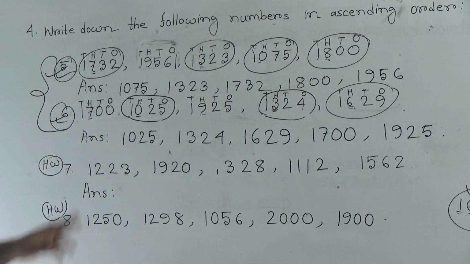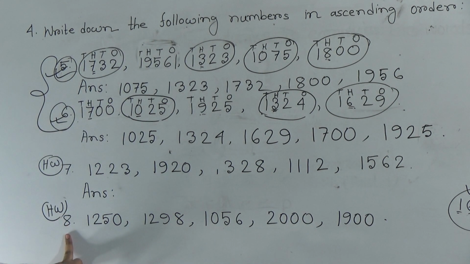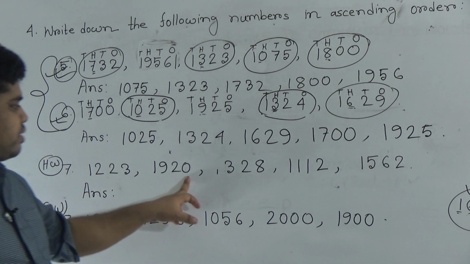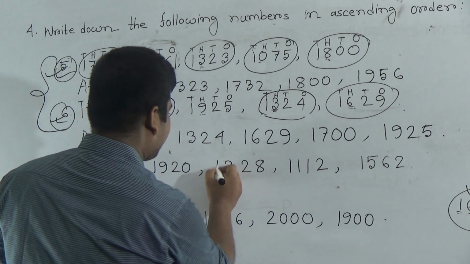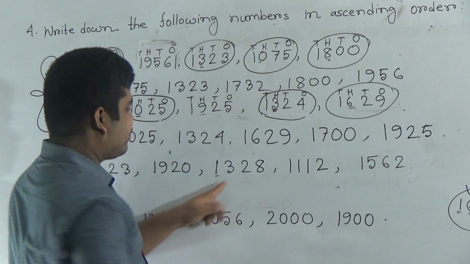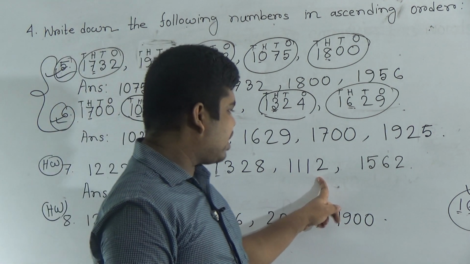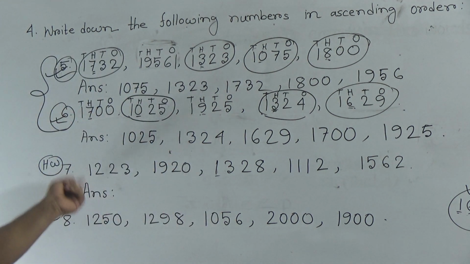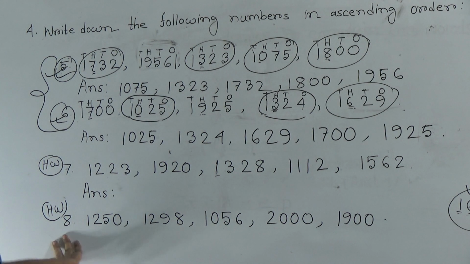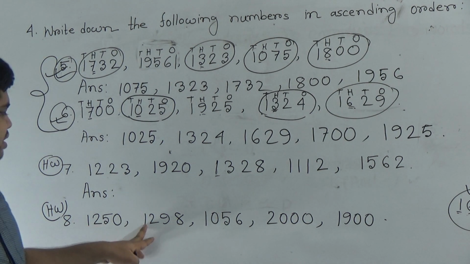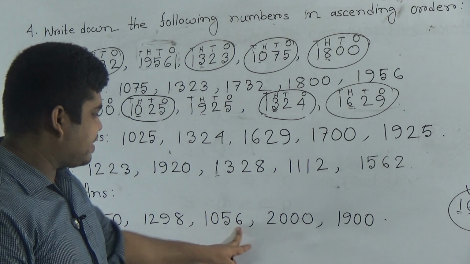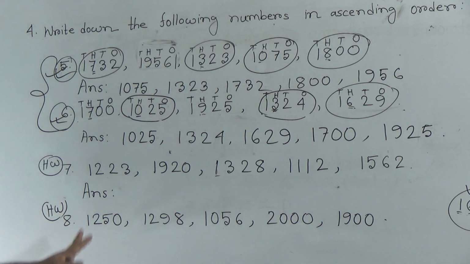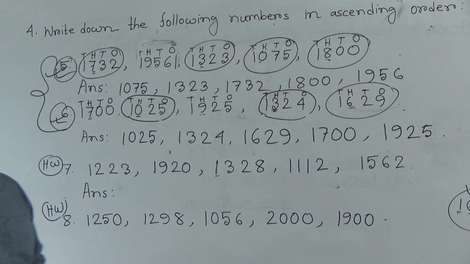My dear student, question number 7 and question number 8 will be your SW. There are some numbers given which are 1223, 1920, 1328, 1112, 1562. So 5 numbers are given, they are not arranged. You arrange the numbers in ascending order. And question 8: 1250, 1298, 1556, 2000, 1900. So there are also some 5 numbers. You must arrange the numbers in ascending order.